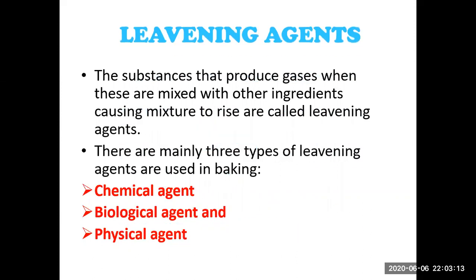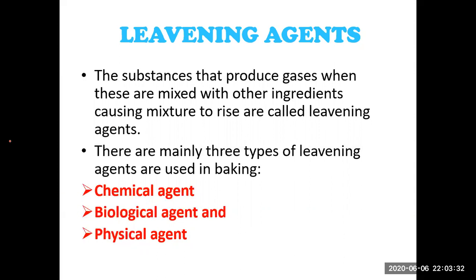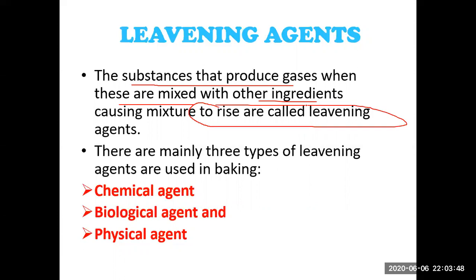First of all, after our wheat flour, our second important ingredient is what we call the leavening agents. So what are leavening agents actually? Leavening agents are substances that produce gas when mixed with other ingredients. Due to this mixing, whenever your whole product rises, that is called leavening.